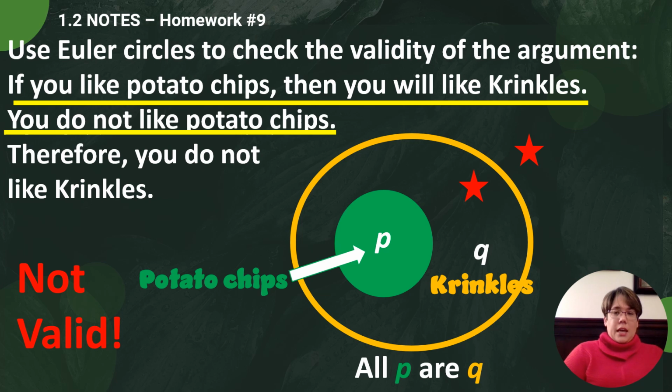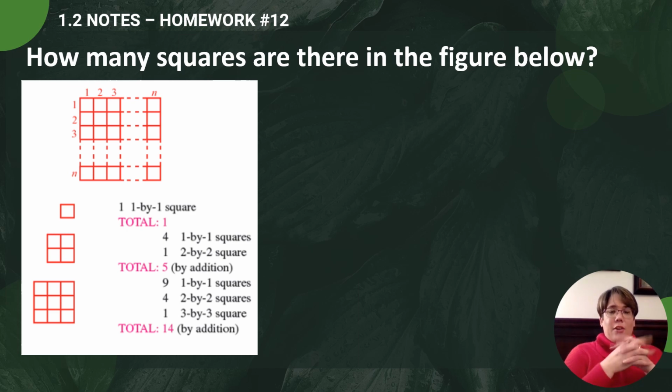Okay, we're going to look at, I think, one more. Yes, homework 12. All right, homework number 12. It asks about squares: how many squares are there in the figure below? And then it's going to give you a number for n, okay? When it gives you the number for n, that means how many columns and rows are in the diagram, okay? So let's work through this and figure out what they're talking about.